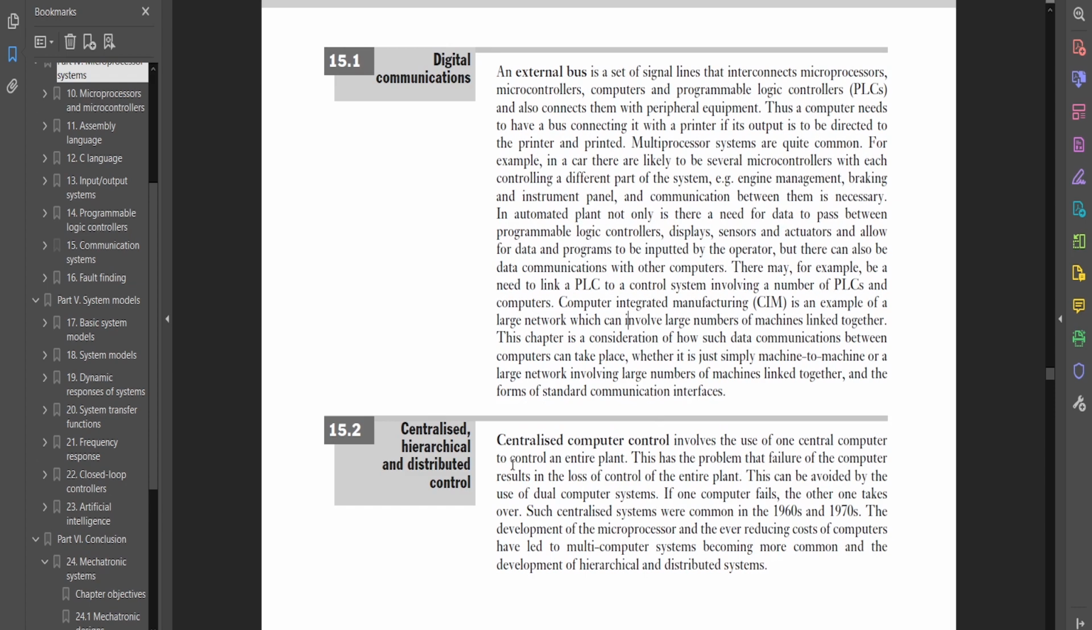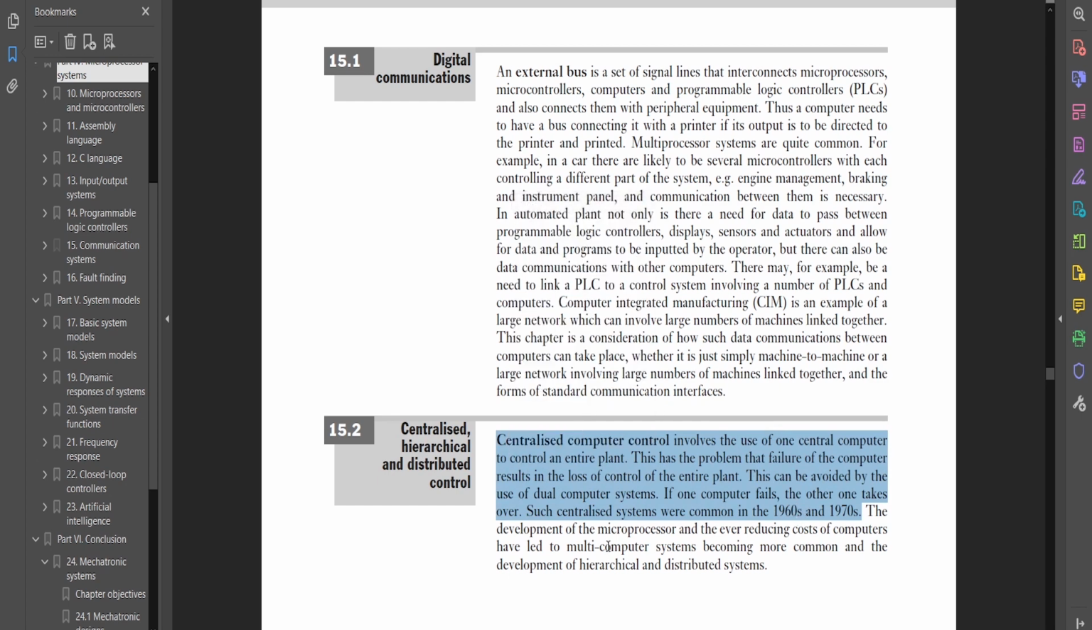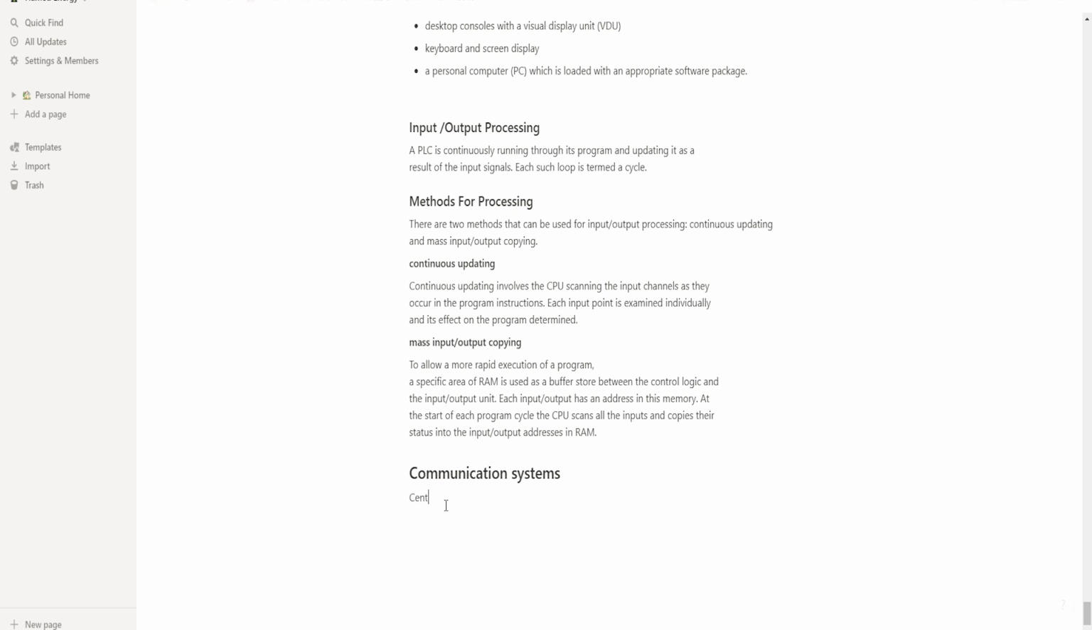Okay, we've got centralized computer control. It involves the use of one central computer to control an entire plant. This has the problem that failure of the computer results in loss of control of the entire plant. Interesting. So they were common in the 1960s, which suggests that they're not common at all now, right? Okay, yeah. All right, so let's talk about the centralized computer.